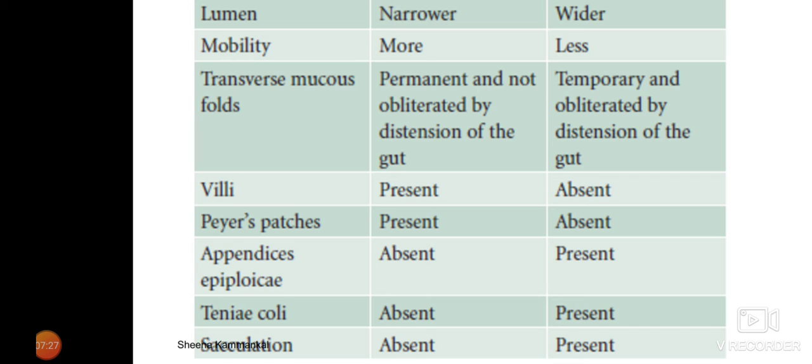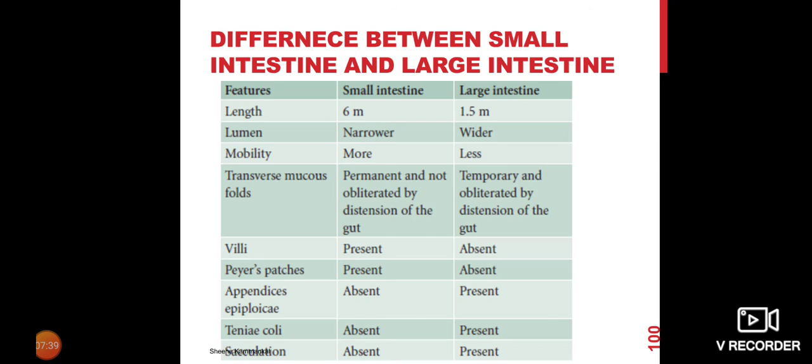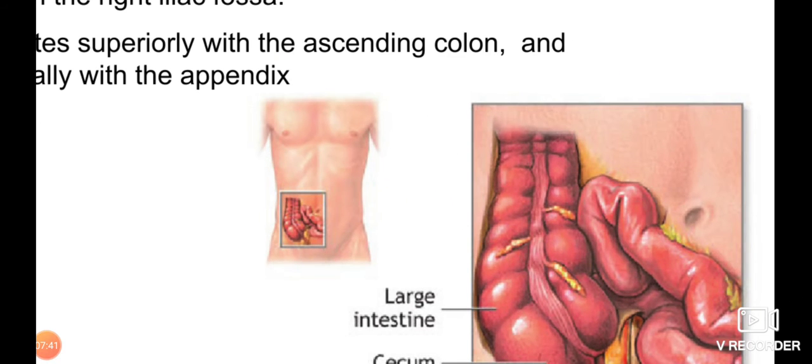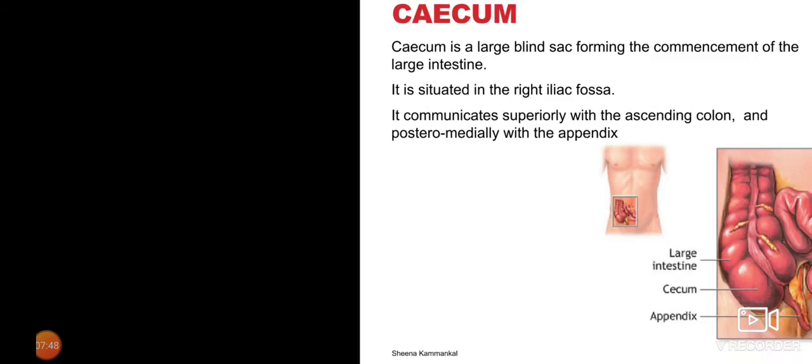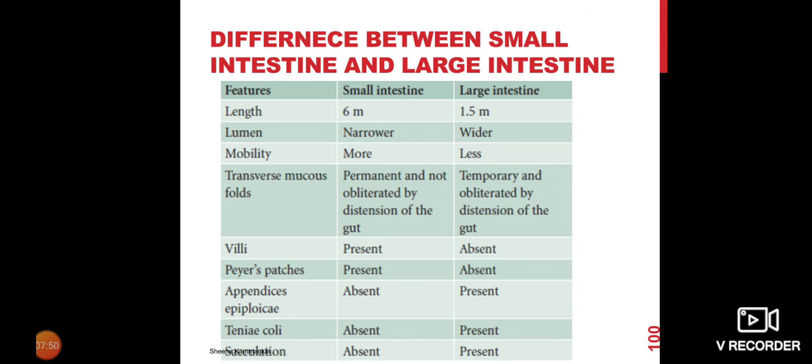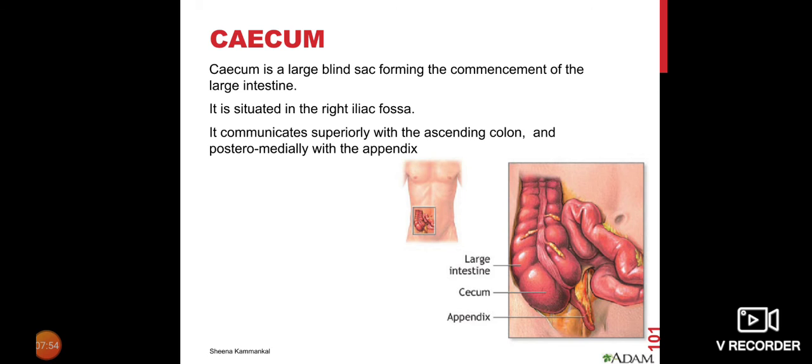Then the sacculation. Sacculations means a sac-like formation of the large intestine. As we have seen in the picture, here you can see these sacculations, which are not present in the small intestine. So these are the differences between the large and small intestine.